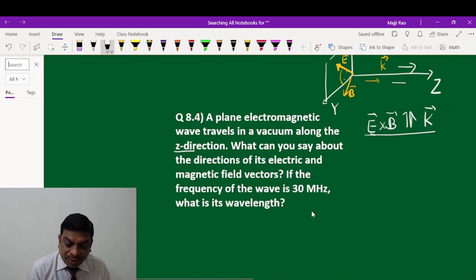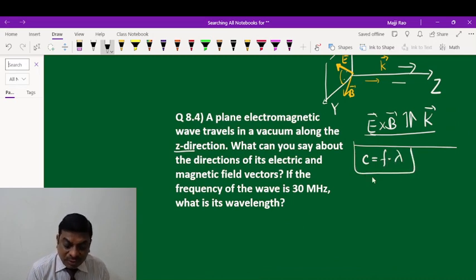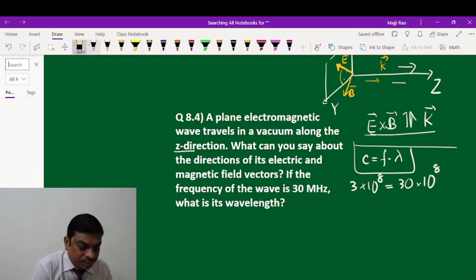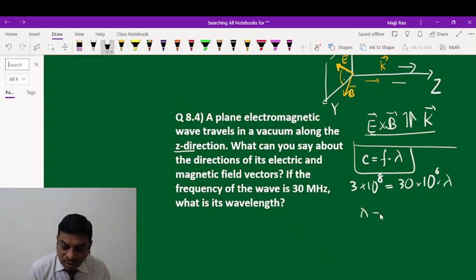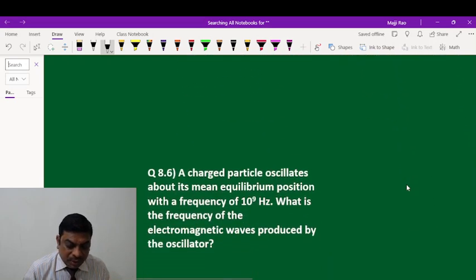What is its wavelength? We all know that speed is connected with frequency and wavelength for any wave. This is true for a light wave also. So basically we have 3 into 10 power 8 meters per second. Frequency is given as 30 megahertz, that is 30 into 10 power 6 per second. And we require lambda. So lambda is basically 10 power 8 divided by 10 power 7, which gives 10 meters. The 3 gets cancelled.